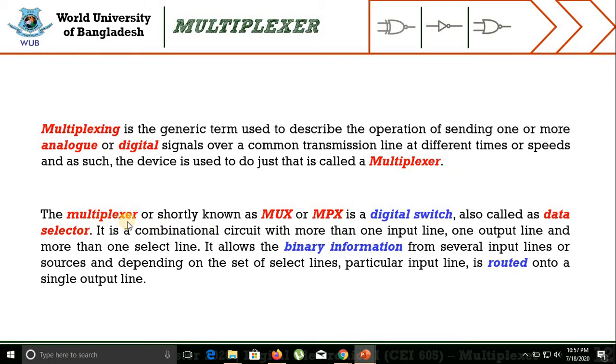The multiplexer, or shortly known as MUX or MPX, is a digital switch, also called a data selector. It is a combinational circuit with more than one input line, one output line, and also more than one select line. It allows the binary information from several input lines or sources, and depending on the set of select lines, a particular input line is routed onto a single output line.